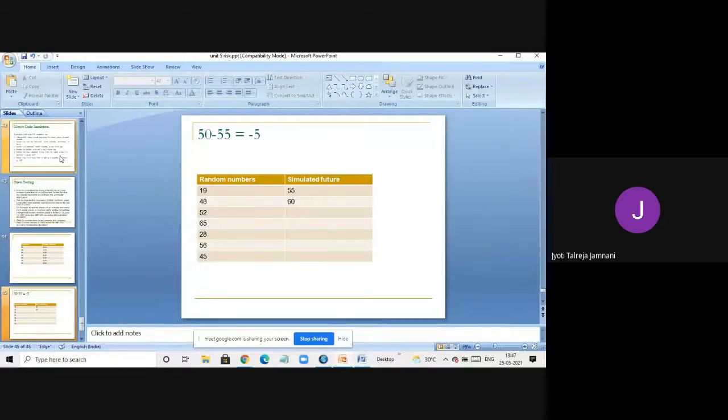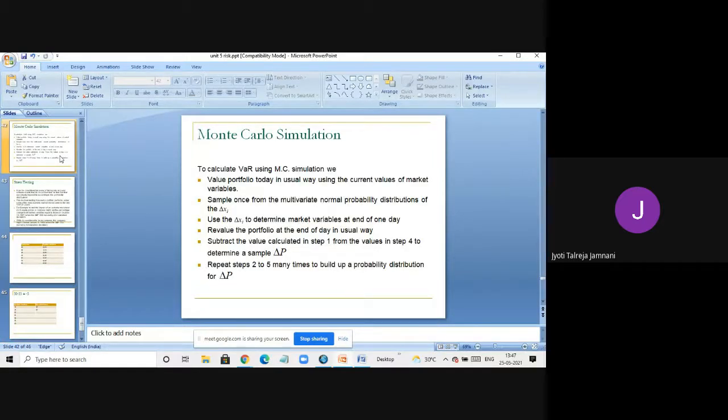So here we also use the normal distribution table, which tells us at what confidence level the value at risk can be calculated. So this was just the basics. I hope you have understood, because to teach you simulation properly I would need to actually do the sums, which is not possible. This is just to make you understand what simulation is and how you can find the value at risk. So that was about Monte Carlo simulation.